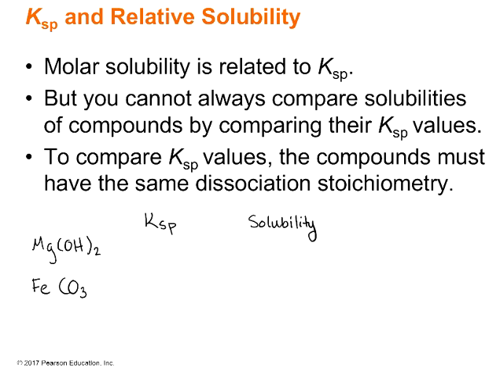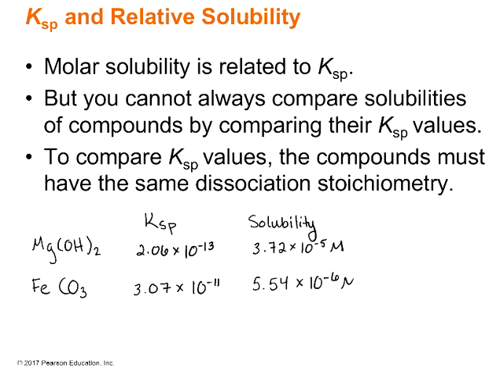Magnesium hydroxide has a KSP value of 2.06 times 10 to the negative 13th, and its molar solubility is 3.72 times 10 to the negative 5th moles per liter. And then iron 2 carbonate, its KSP value is 3.07 times 10 to the negative 11th, and its molar solubility is 5.54 times 10 to the negative 6th moles per liter.